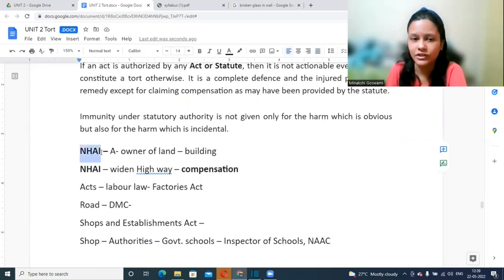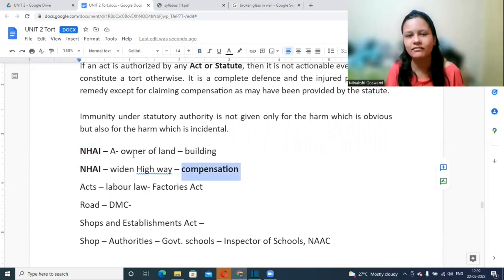Take, for example, the National Highway Authority of India. They are constituted to construct and widen highways. In such a case, if a person's private property is acquired for the purpose of constructing a highway, the person will be entitled to compensation, whatever is fixed by law. He can't say that they have illegally acquired my property. It is an authority given to them because highways and modes of transport are more important. So these kinds of situations happen.